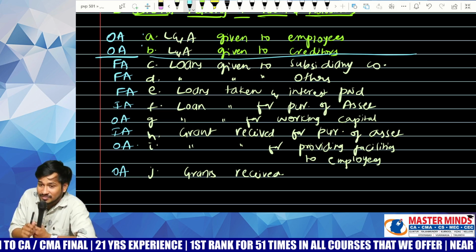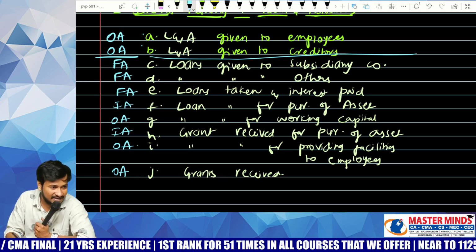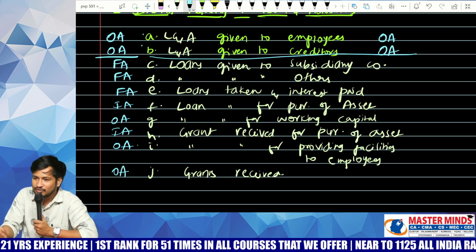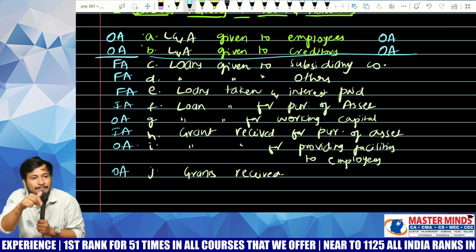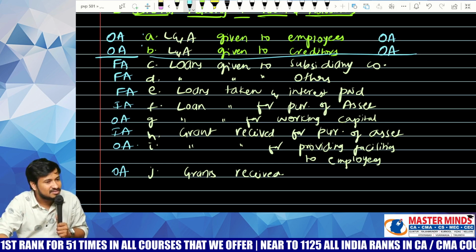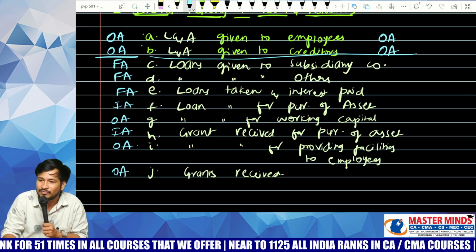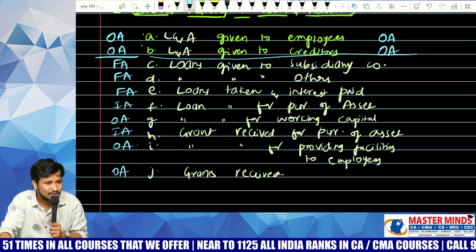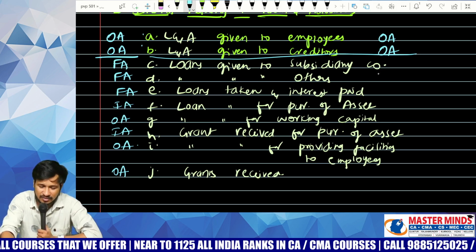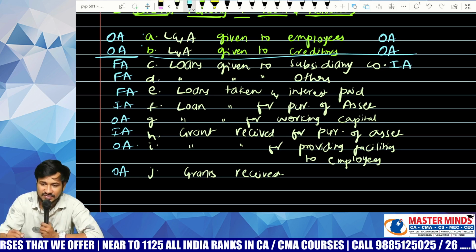Don't confuse the words loan given and loan taken. As simple as that, if you are taking a loan, your borrowed capital will change. But if you are giving a loan to somebody else, how will it affect your capital? It is obviously your asset. Loan given to subsidiary company. Understood? So it is an investing activity.